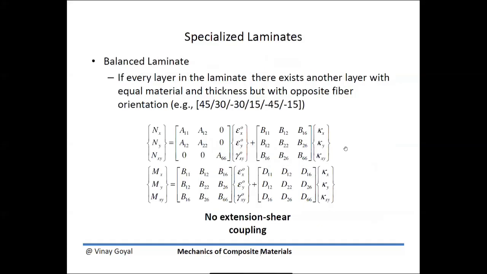You also have balanced laminates, where you may have a situation where a 30-degree ply also exists in the stacking sequence as a minus 30 degrees. It doesn't have to be symmetric or a mirror image, but you do find these situations. In those situations, you only get no extension-shear coupling.